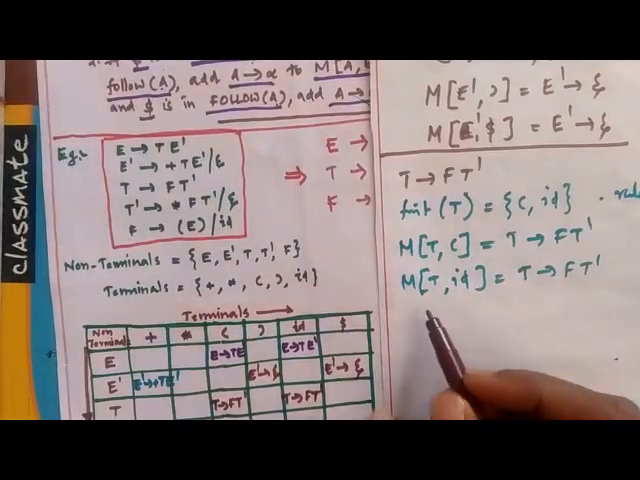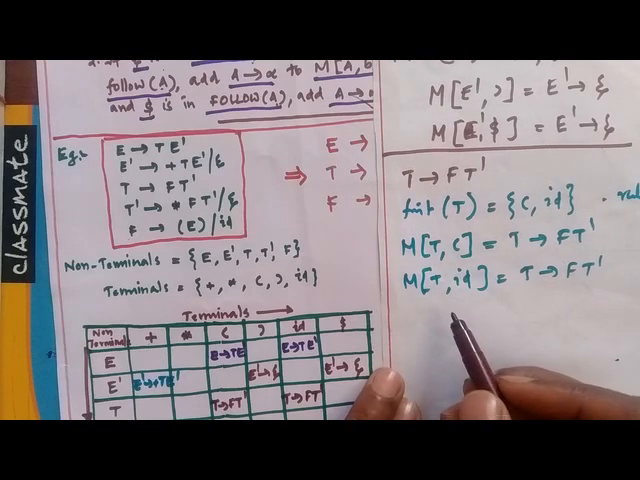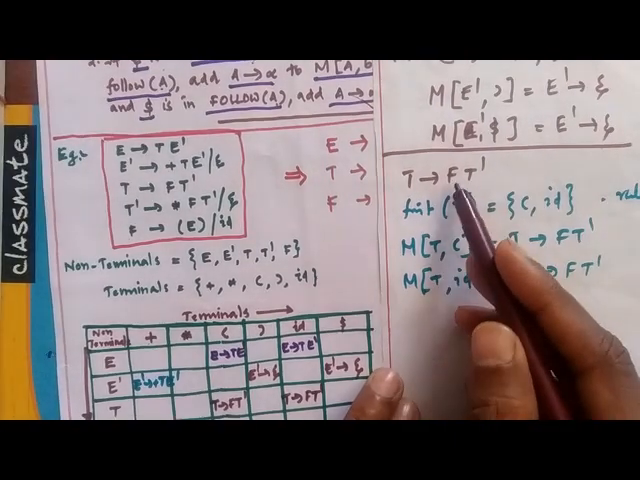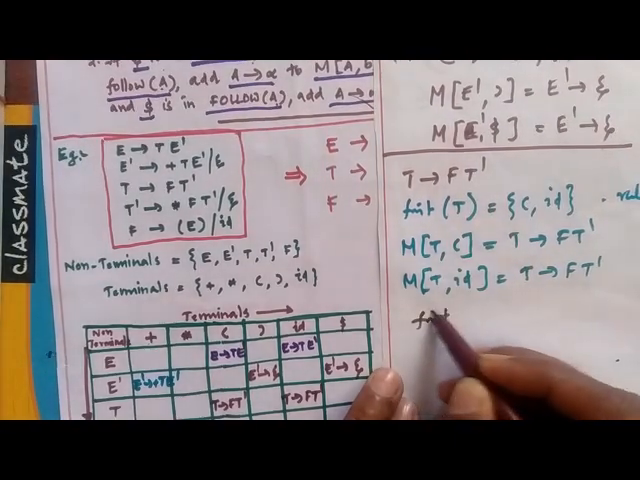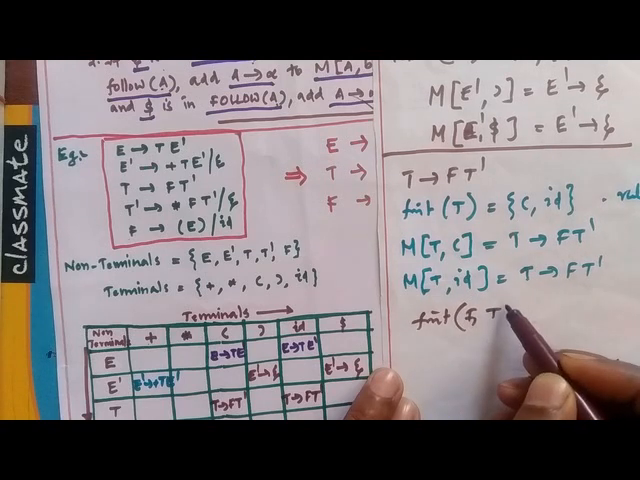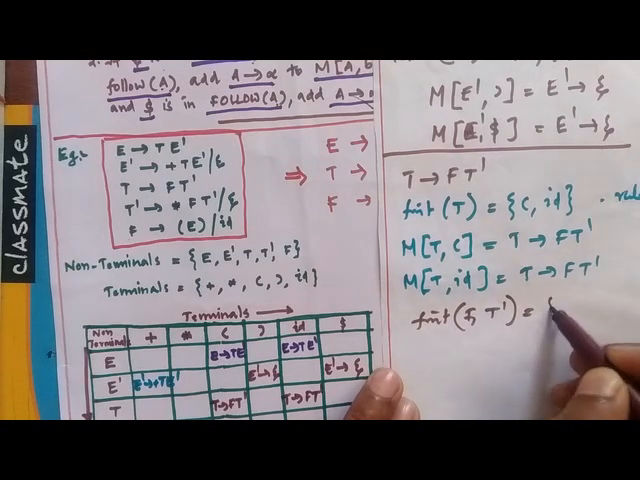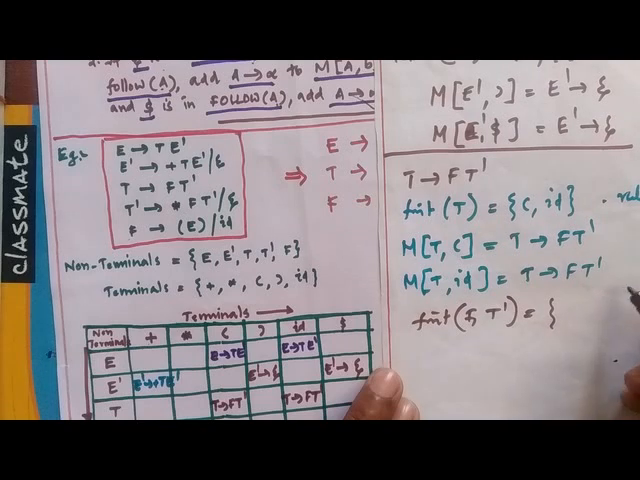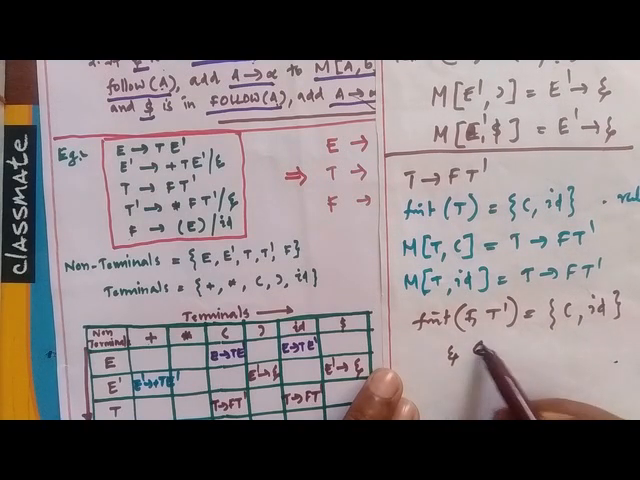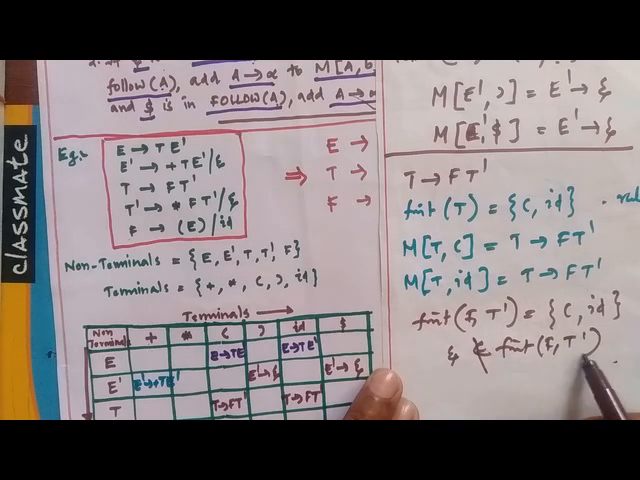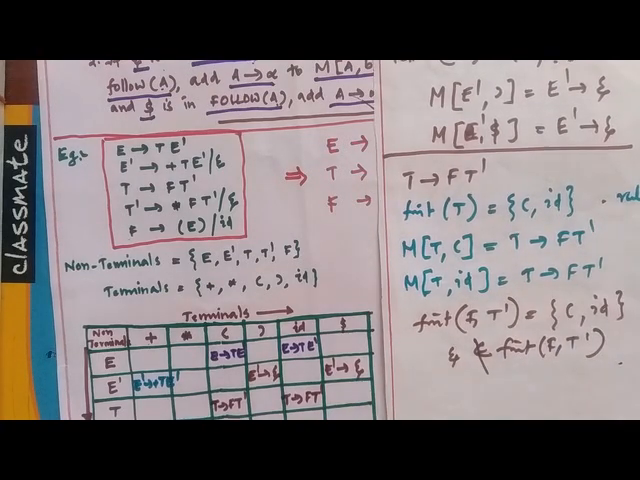Then we will check whether the second rule we can apply or not. If you want to apply the second rule, then we need to compute first of F T dash. First of F T dash is left bracket and ID. Here there is no epsilon. Epsilon does not belong to first of F T dash, so we can't apply the second rule.